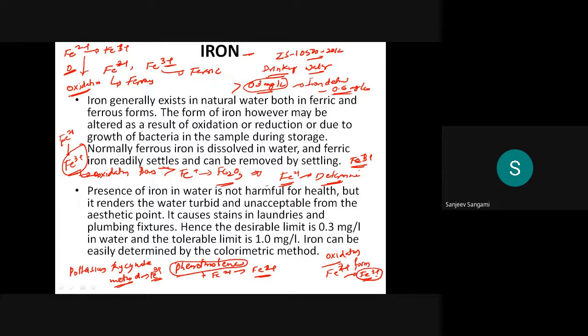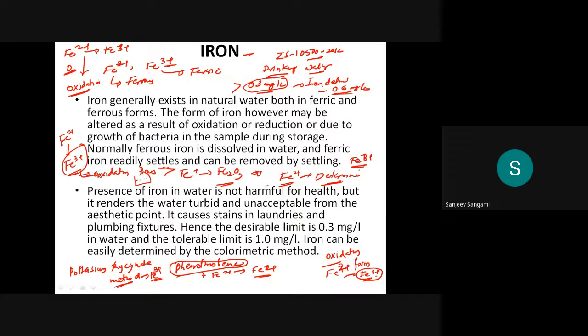As I say, when the oxidation process is happening, the reduction process is also going to happen. Sometimes, if you store more iron-containing water, there is the formation of iron bacteria inside it, and you can see a small red slime layer. On the top of the water surface, if you find any iron slime or slime layer, that is nothing but a formation of iron bacteria.